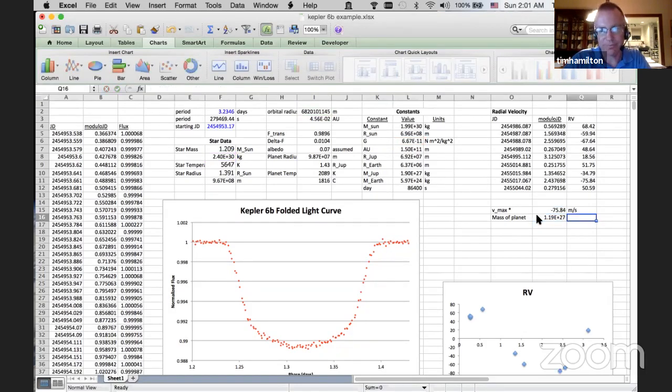Yeah, there we go. And that's in kilograms. Well, whoop-de-doo. I don't really run around with masses of planets in kilograms in my head. Let's put it in terms of the mass of Jupiter or the mass of the Earth. So we'll have to divide by the mass of Jupiter in kilograms, 1.9 times 10 to the 27th. It's a little less massive than Jupiter.